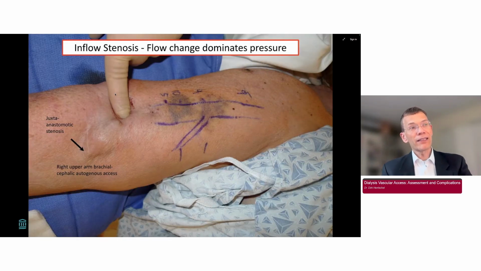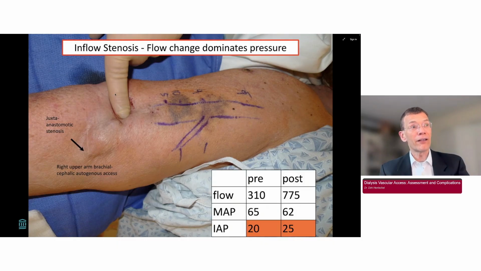Now, here a quick example of an access that's been used for several years that has an inflow stenosis, also upper arm. You can see no aneurysms, right? It presents because the unit has difficulty placing needles, and you see the black and blue there, because the access flow is so low now with the recurrent inflow stenosis that the access cannot augment anymore. So they basically have a flaccid vessel that they're trying to put a needle in.